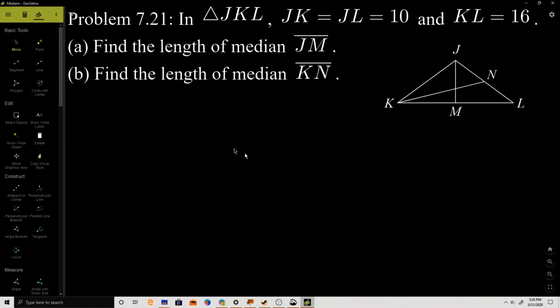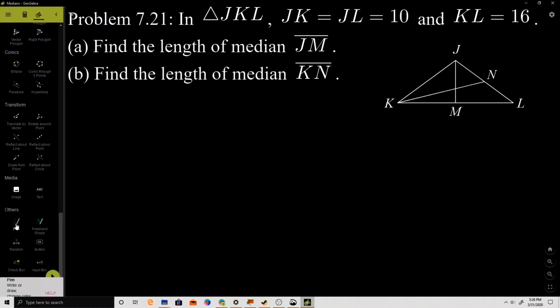Alright, so this is the last problem we will be doing today on the medians of a triangle. So let's give it our best shot. Problem 7.21. In triangle JKL, JK is equivalent to JL, which is equal to 10, and KL equals 16. It wants us to find the length of the median JM and find the length of the median KN. Alright, so we should first start marking all the stuff in the problem it gives us.